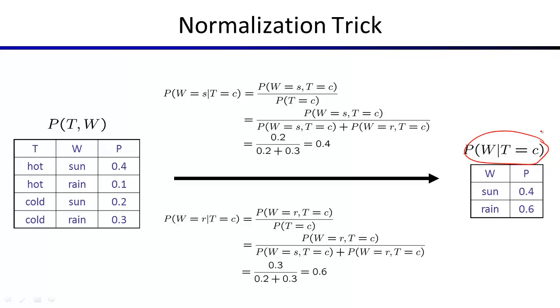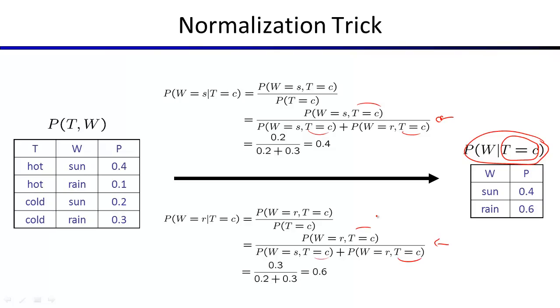Now, let's take a careful look at what's happening here. What entries are we using? We look at this equation over here, this equation over here. What's happening is that the entries we are using are all the entries consistent with T equals C.